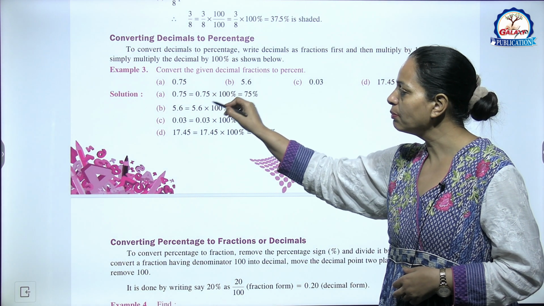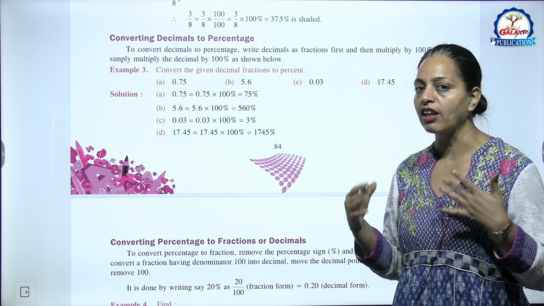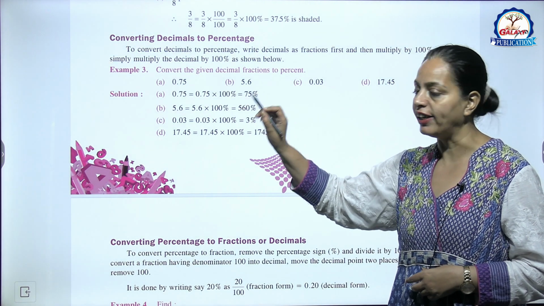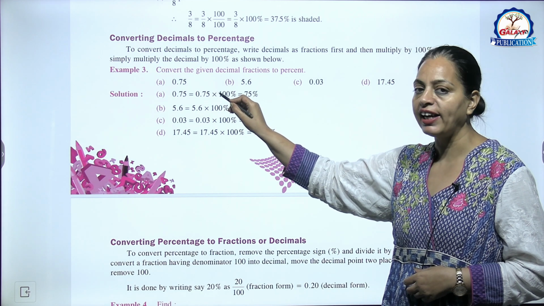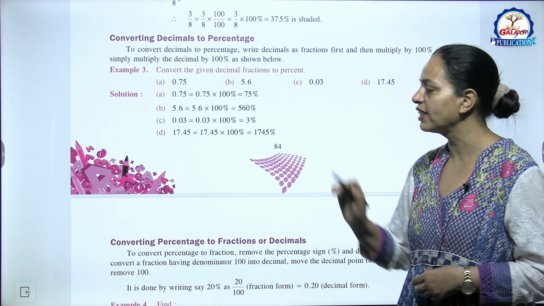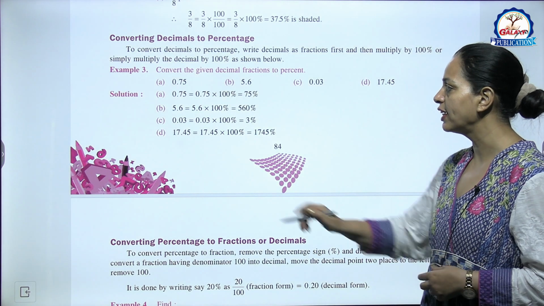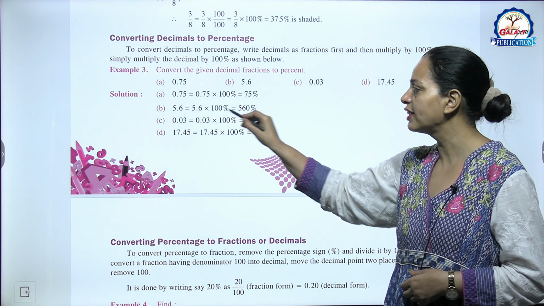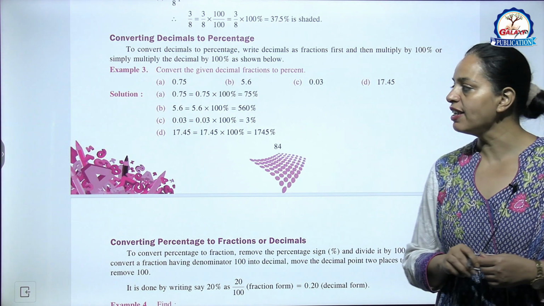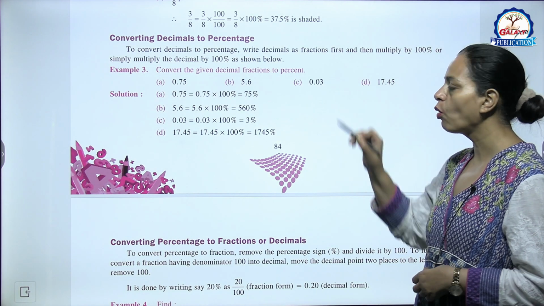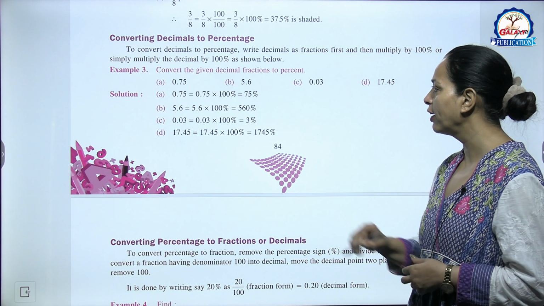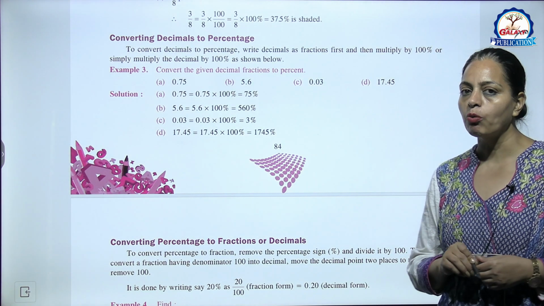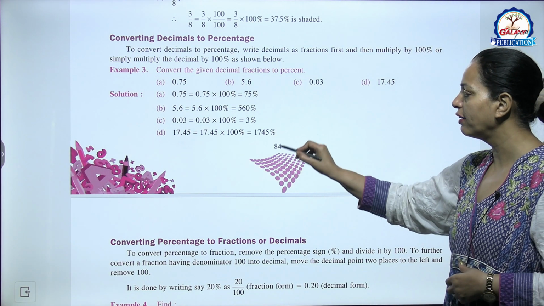You know जब हम decimal number को 10 या 100 या 1000 से multiply करते हैं, we shift decimal towards right. तो decimal हम shift कर देंगे right side after 2 digit. Answer is 75%. B part 5.6 into 100%. Answer is 560%. C part 0.03 multiply by 100. Answer is 3%. D part 17.45 multiply by 100. Answer is 1745%.